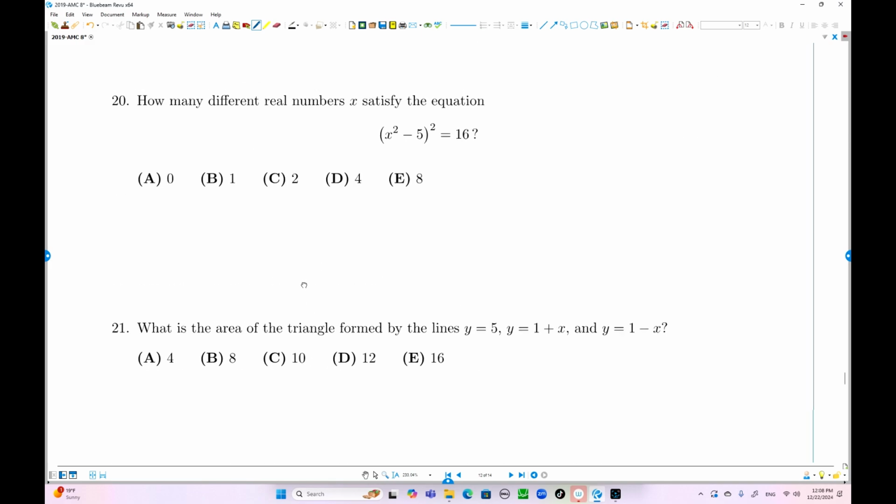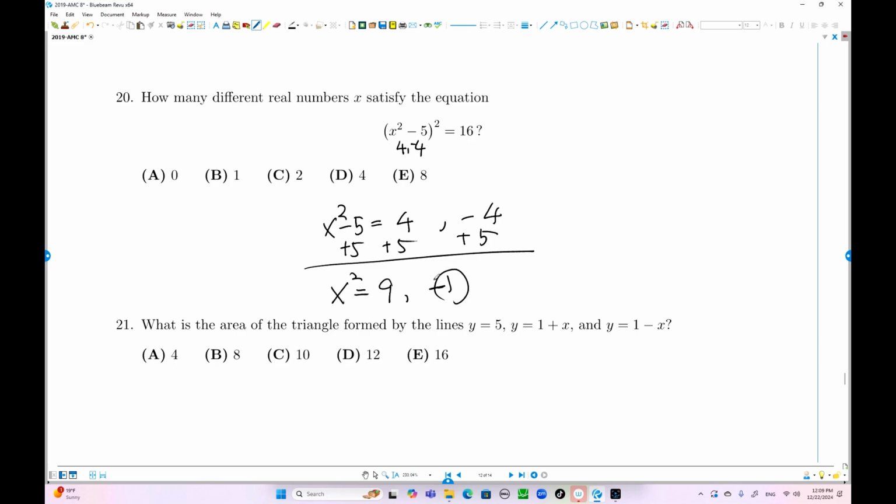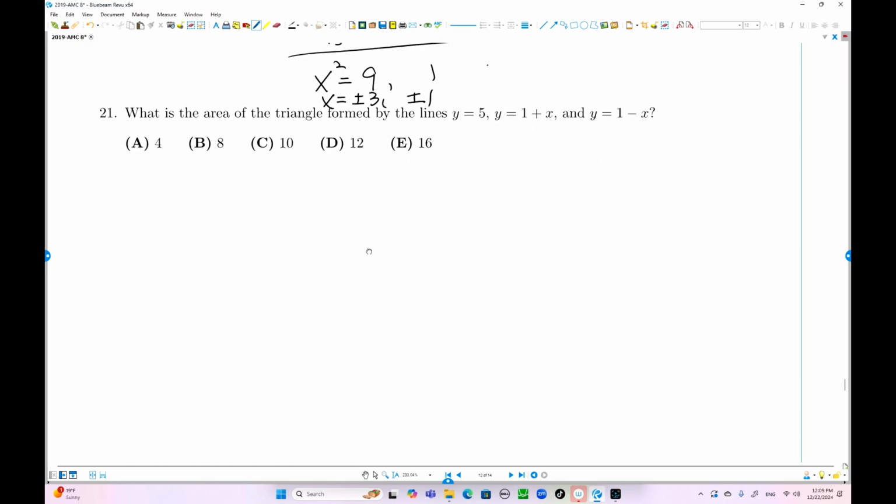Here is number 20. How many different real numbers x are there such that the number inside is a square? It can be 4 or negative 4, right? So x squared minus 5 can be 4 or negative 4. When you add the 5, x squared must equal 9 or 1. That's positive. If it is negative, that's impossible, right? But this is positive 1, that's fine. So still x is how much? Plus minus 3, plus minus 1, right? That's 4 numbers, okay?